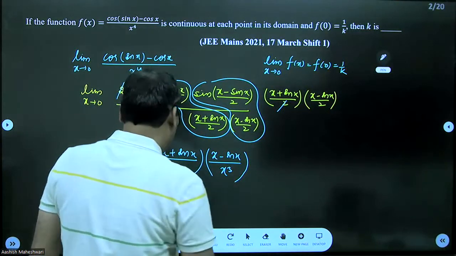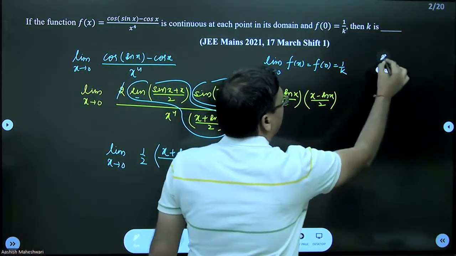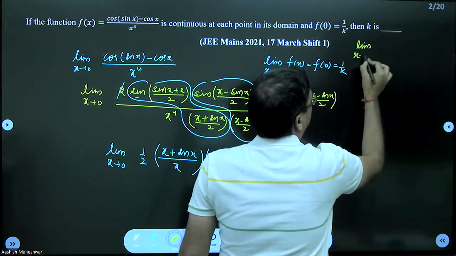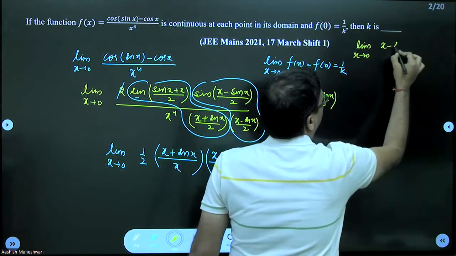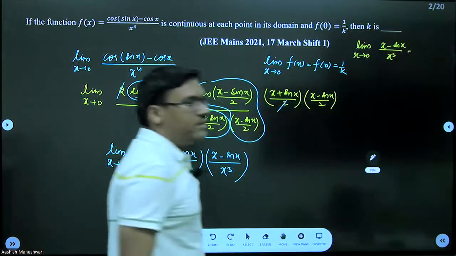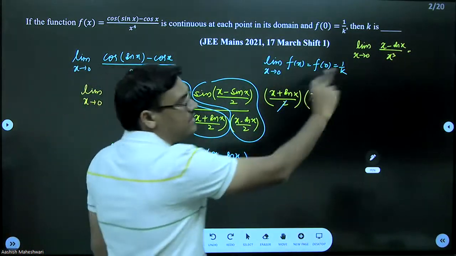I hope you remember this limit. If you don't, please remember this. This is very important for many objective questions. You will find this limit very useful. Just remember this: limit x approaches 0 of (x − sin x) upon x^3. This is a very important result. You will find many questions. You can directly solve the question by using this limit.